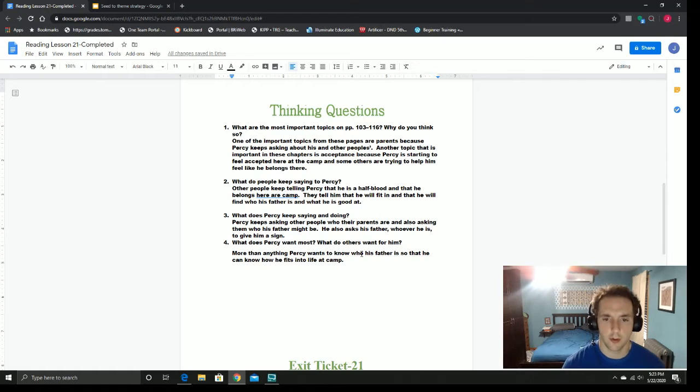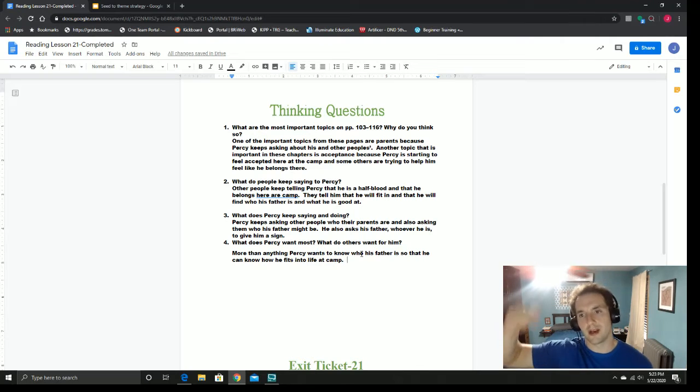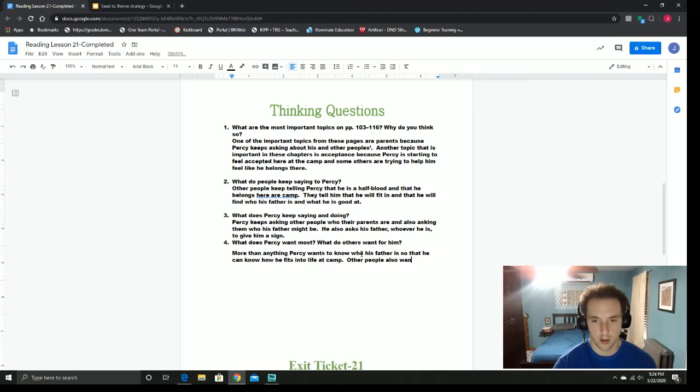Some people may have said what he wants most is to rescue his mother. I think that's true, but I think that's true in the long run. He wants to rescue his mother in the future. Right now, he wants to know who his father is. Other people also want him to know who his father is, so he can find what he will be good at and feel at home at camp.